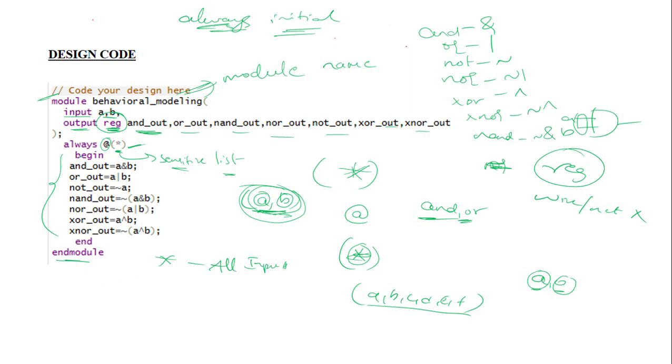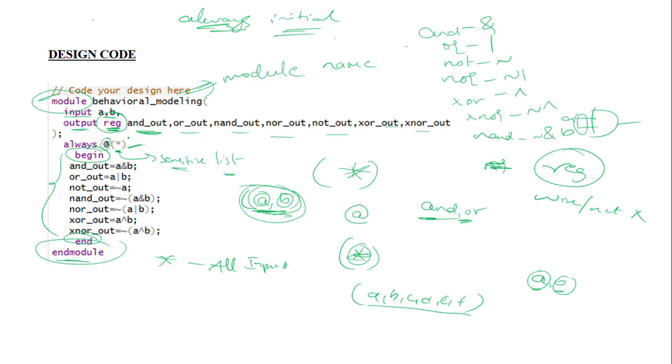So you can simply assign those RHS values to the LHS side. You have to write begin here, so you stop with the end keyword. For this module, you have to end with endmodule. So this is the code for behavioral modeling. This is the design code for designing the logic gates in behavioral style of modeling.